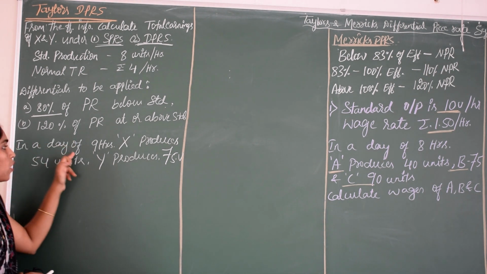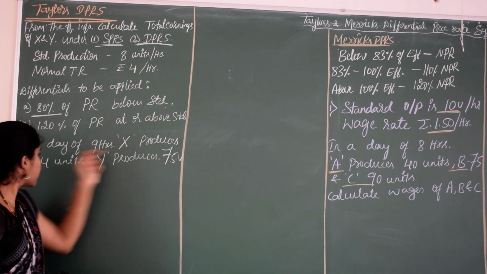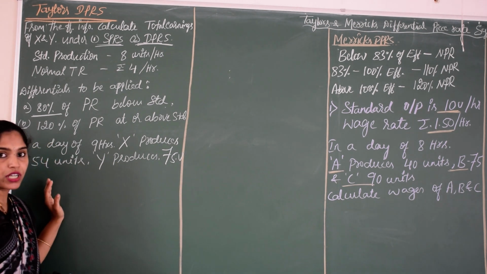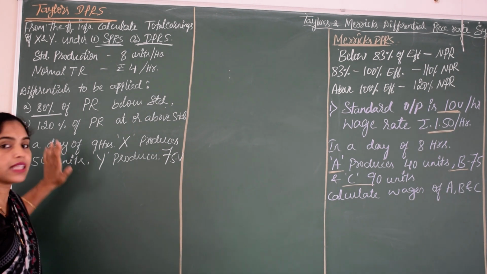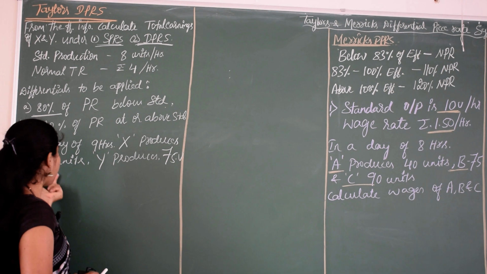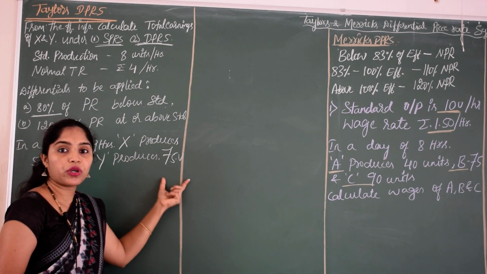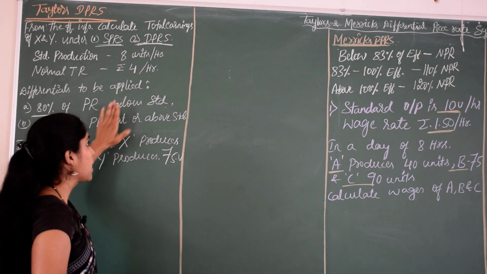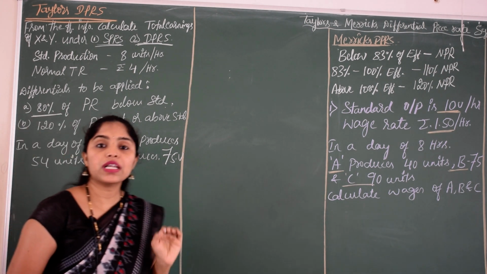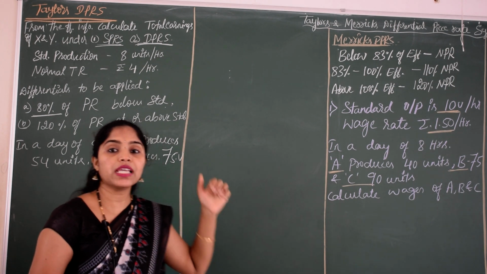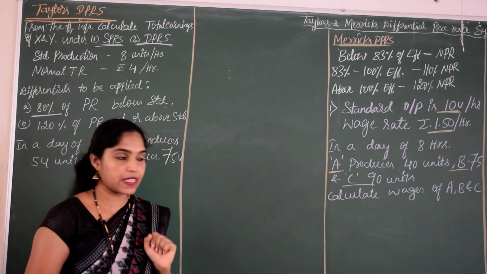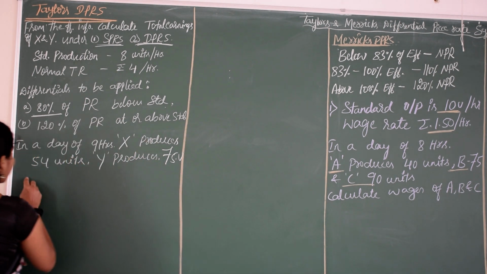Next, in a day of 9 hours, X produces 54 units and Y produces 75 units. So there are totally 9 hours in a day. So in that 9 hours, X is going to produce 54 units and Y is going to produce 75 units. So this is the problem. So using all this information, we need to calculate the total earnings of employees using straight piece rate system as well as Taylor differential piece rate system. So now let's begin with the solution.